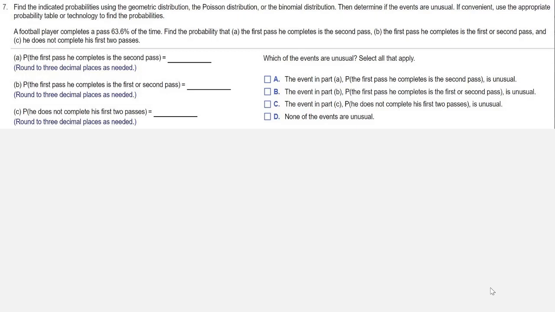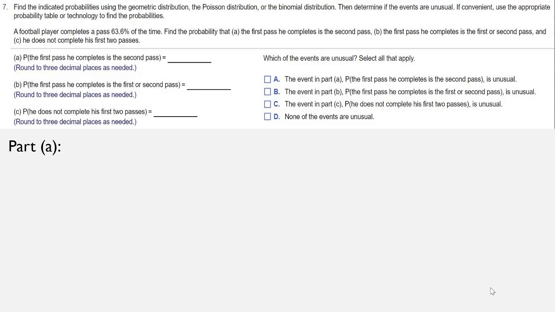A football player completes a pass 63.6% of the time. Find the probability that A, the first pass he completes is the second pass, B, the first pass he completes is the first or second pass, and C, he does not complete his first two passes. So let's start with part A.